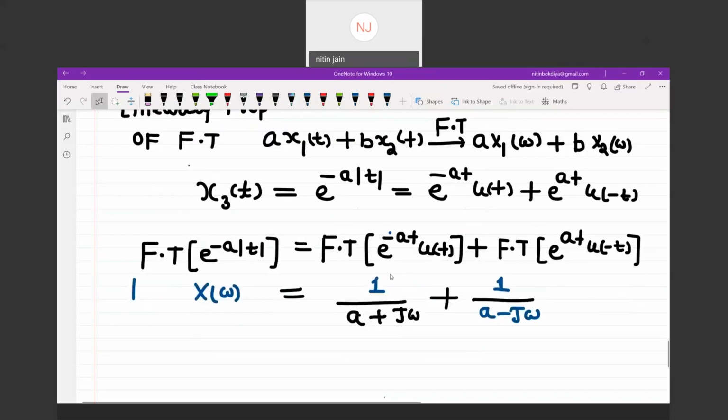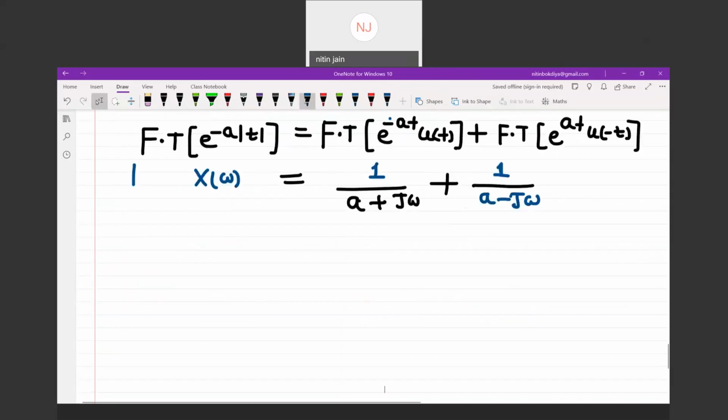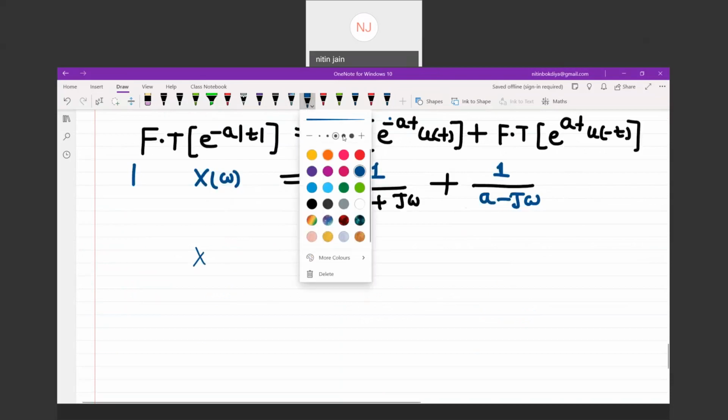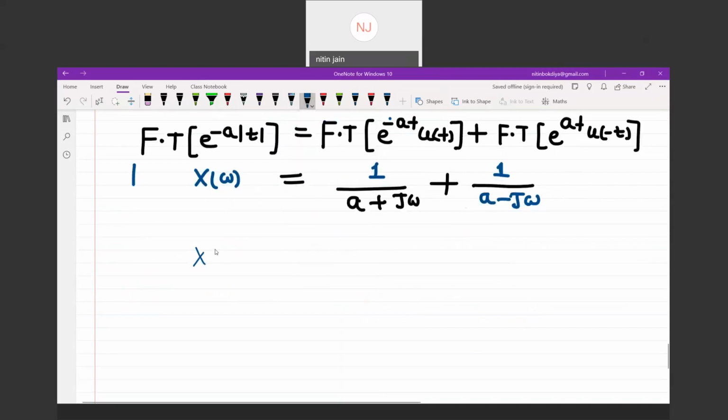That X(omega) can be written as 2a divided by a square plus omega square. So it satisfies the linearity property. There is no harm in applying linearity.